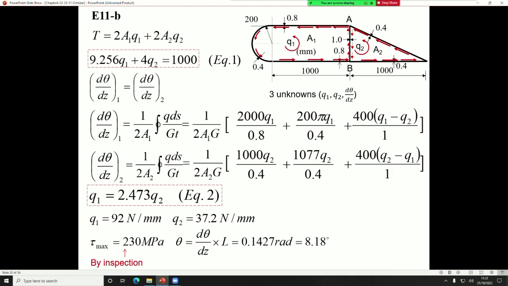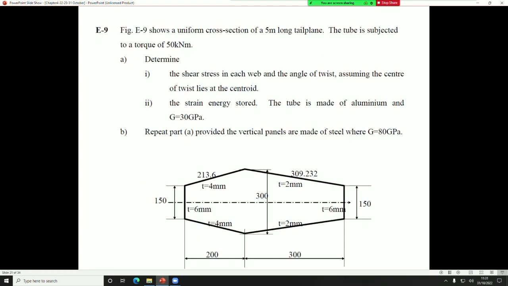So let's move on to solving question number 9. It's a tail section, a simplified version of a tail section. The difference between this question and the previous question is that everything is the same, except we are going to use different materials for the second part of question number 9. Other than that, they're very, very similar.